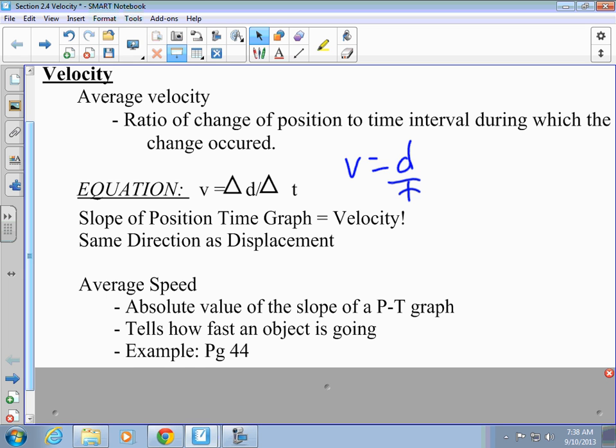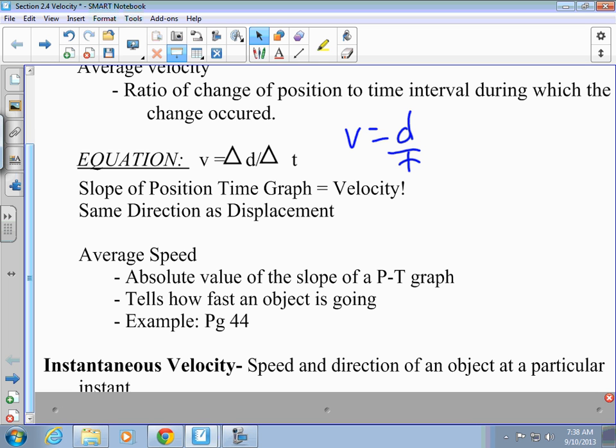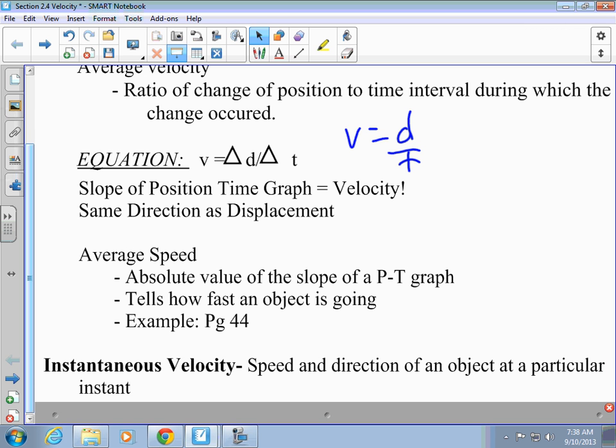So we have average velocity, average speed, and then just like we had instantaneous position, which was position at one point, we can have instantaneous velocity, which is your speed and direction, because we're talking about velocity, at one particular instance. So that would be instantaneous velocity.